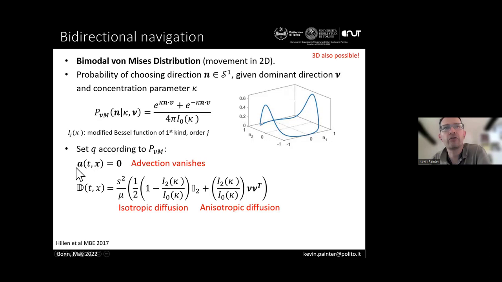Your advection will now vanish in this sort of case, and the diffusion tensor matrix again becomes a mixture between isotropic diffusion and anisotropic diffusion. But now, of course, my macroscopic model, because we've lost that advection, is effectively simply this anisotropic diffusion type equation. Okay. So that's an example of a bidirectional navigation.